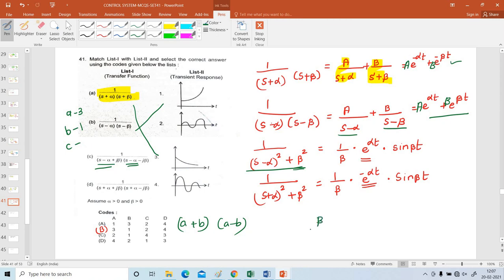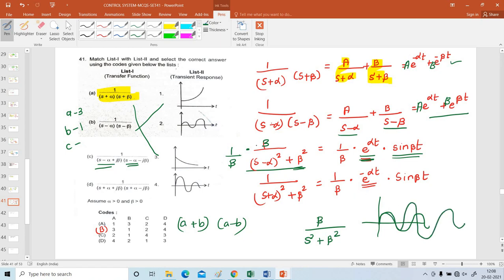What is sine? Sine beta t is beta by s square plus beta square. But there is no beta term available, so I have to multiply and divide with beta. So 1 by beta into e power minus alpha t into sine beta t. So the waveform is the sine waveform, but the exponential is the increasing exponential. Increasing exponential sine. So here 2.